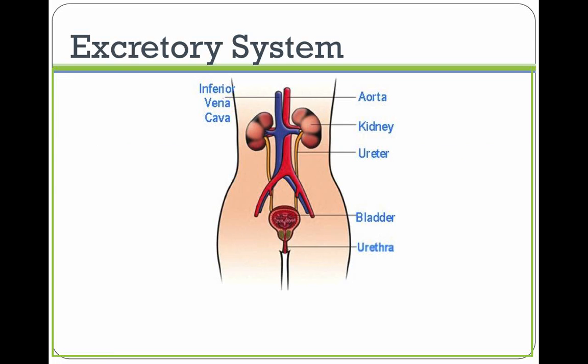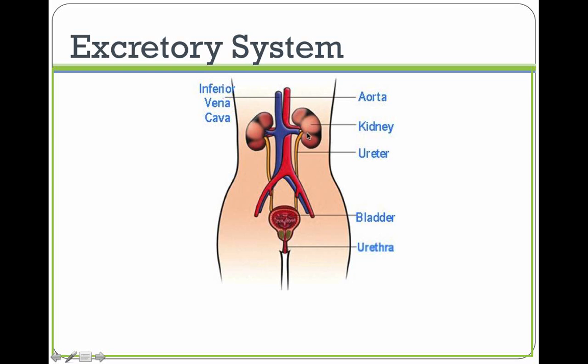This diagram here shows just the basics of that excretory system. As you can see, you have the blood vessels, specifically the aorta here. You have the blood vessels coming through to the kidney. And what the kidney does is it filters that blood for all of the waste that we've discussed.